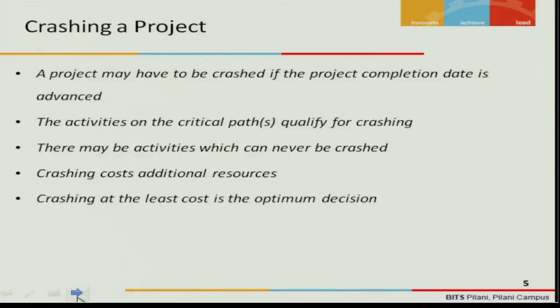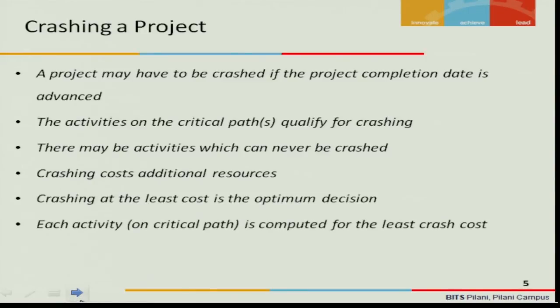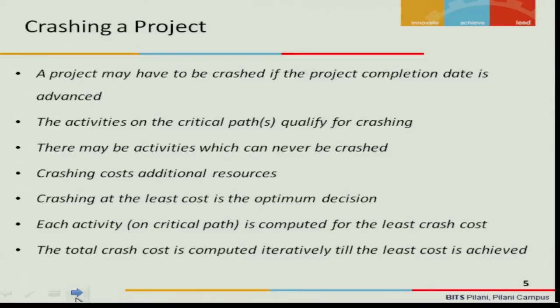Crashing at the least cost is the optimum decision. So when we do a computation on crashing a project, we need to look at a solution that will be of least cost. Each activity on the critical path is computed for the least crash cost, and then iteratively you have to decide the total project cost, the escalation. The least escalation is the one that you need to adhere to.